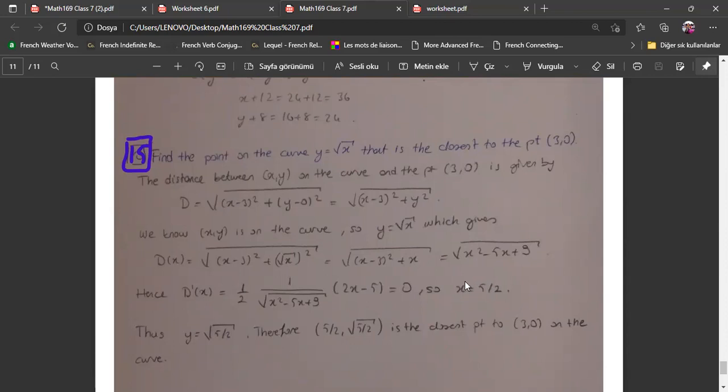So if we plug, what do we do here? We need to find that point, right? So we have already the first component of that point, which is 5/2. We know that point satisfies this equality, so we just plug that to find the second component of that point. So this is the closest point on this curve to this point.